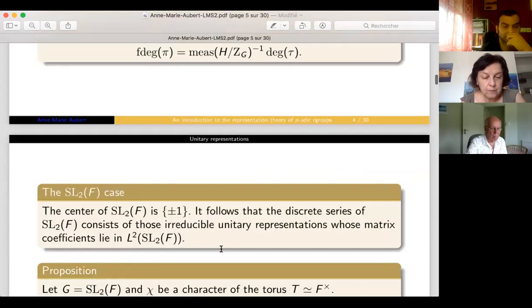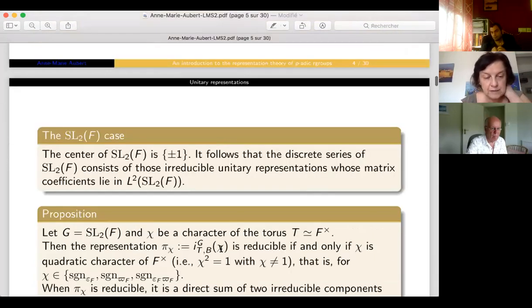Now we have a list of representations of SL2. First, the center of SL2(F) is just of order 2: the identity and minus the identity. In particular, the discrete series of SL2(F) consist of those irreducible unitary representations whose matrix coefficients lie in L2 of SL2.